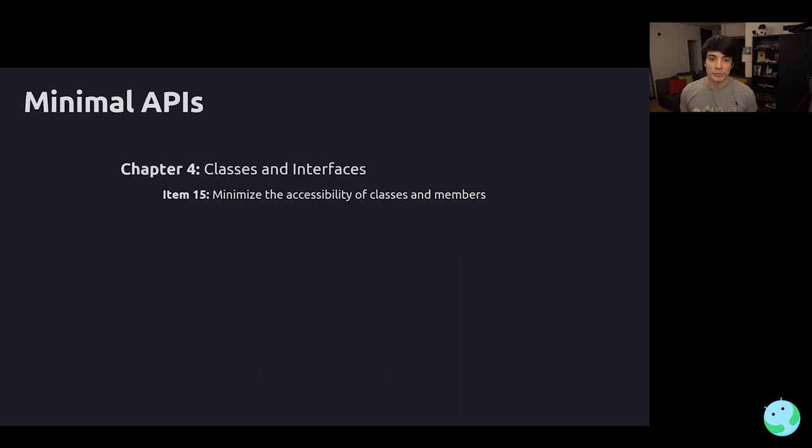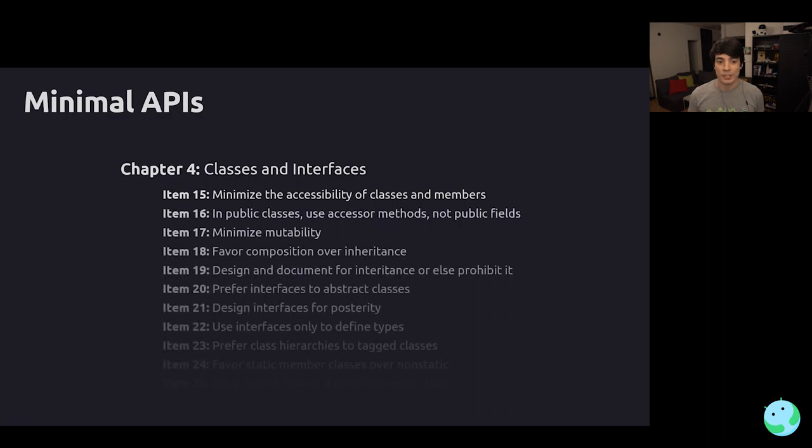This item is in chapter 4, titled Classes and Interfaces, and it's actually the very first item in that chapter. So this should tell you that this is a very important concept in object-oriented design. And it also applies to our Kotlin world, where not everything is object-oriented. We also have top-level functions and things like that, but it still holds true.